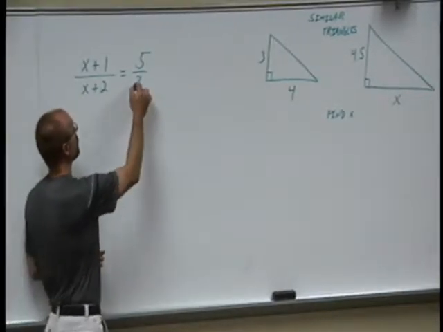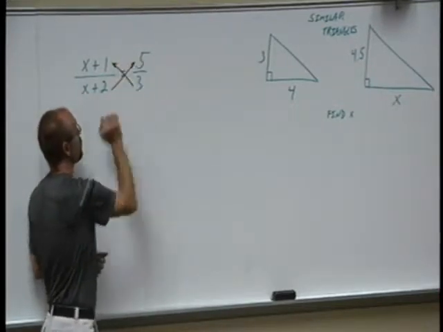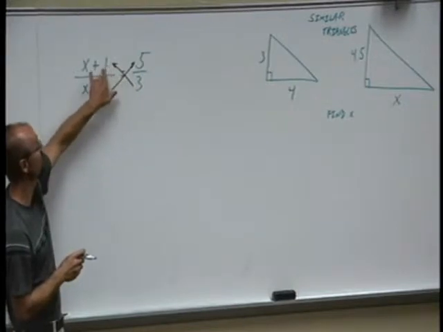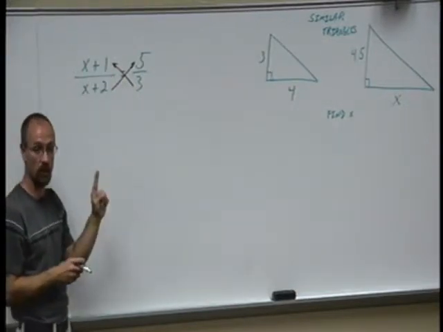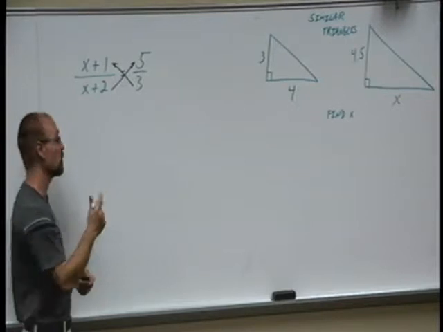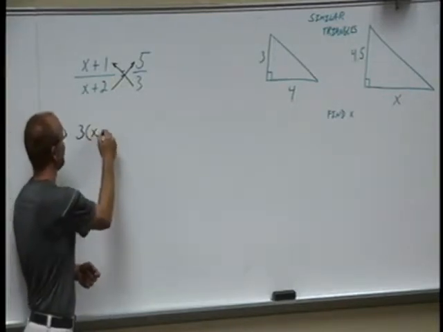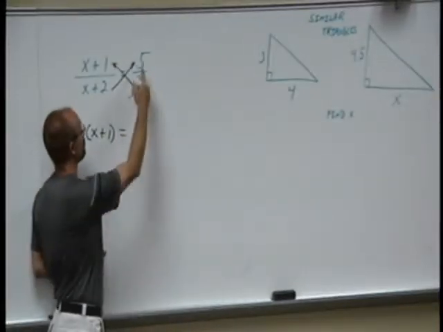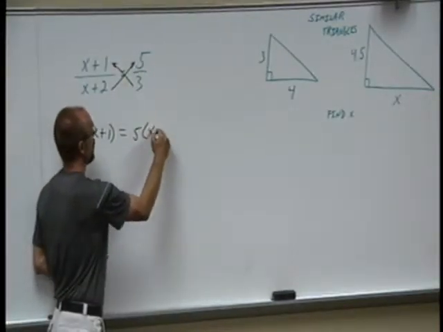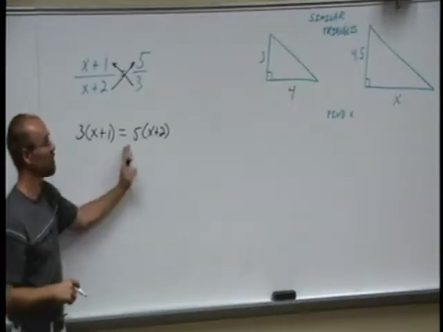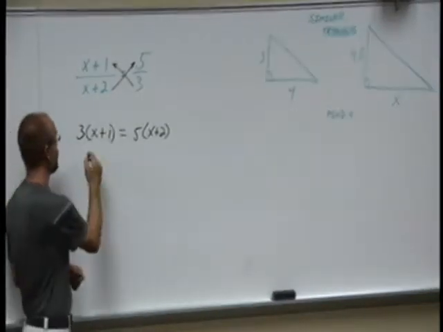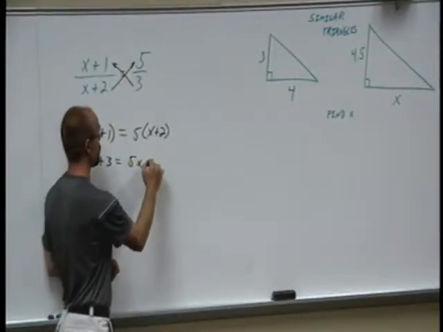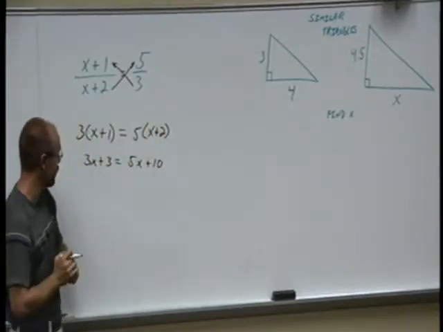Now I'm going to multiply this using the cross product. And what we have to realize is because this numerator contains more than just one term, it has two terms, we have to use distribution. So I'm going to write it out as 3 times that quantity, x plus 1, is equal to 5 times the quantity, x plus 2. And now we have to remember to clear those symbols by distributing. I get 3x plus 3, and over here I get 5x plus 10. Make sure we distribute to all the terms.